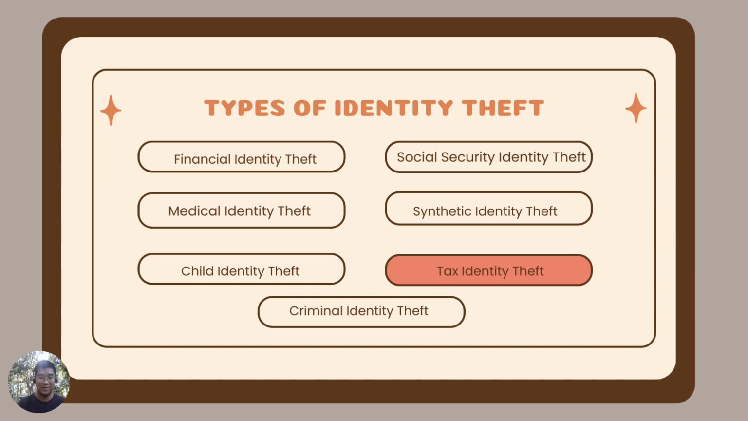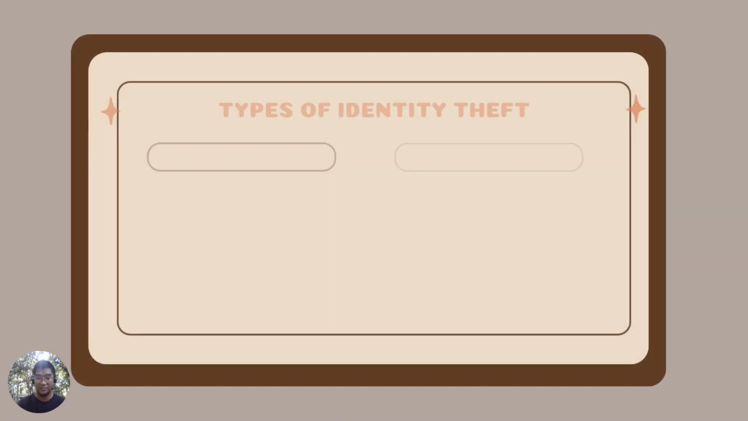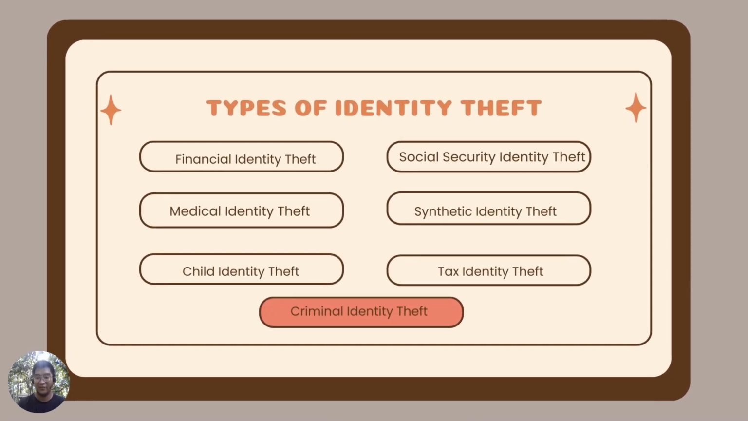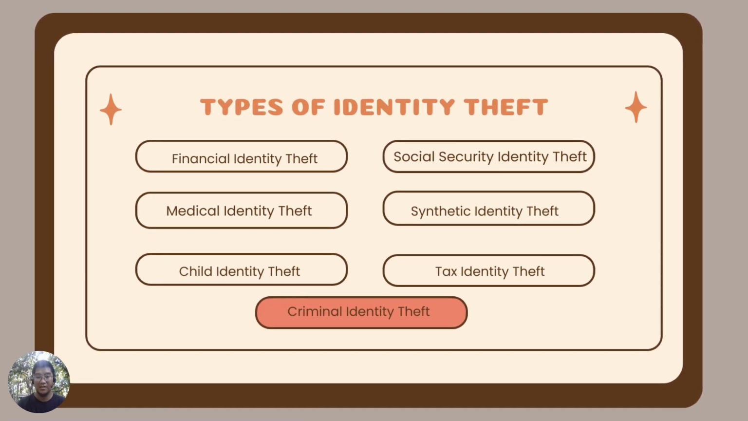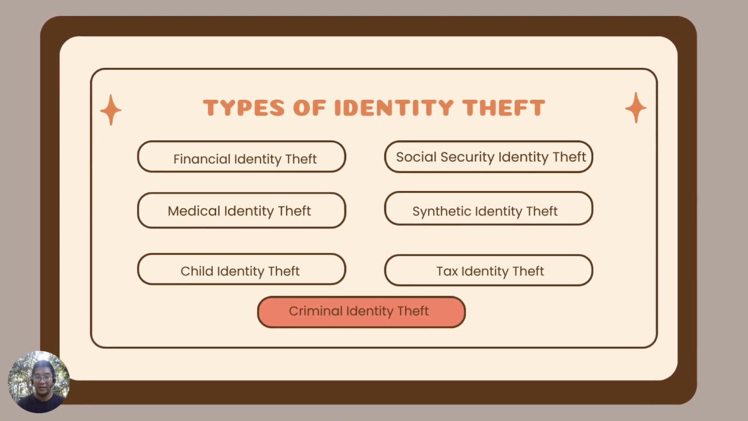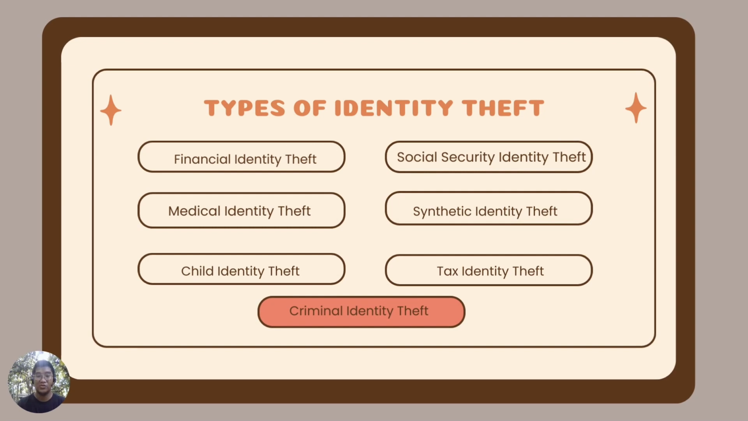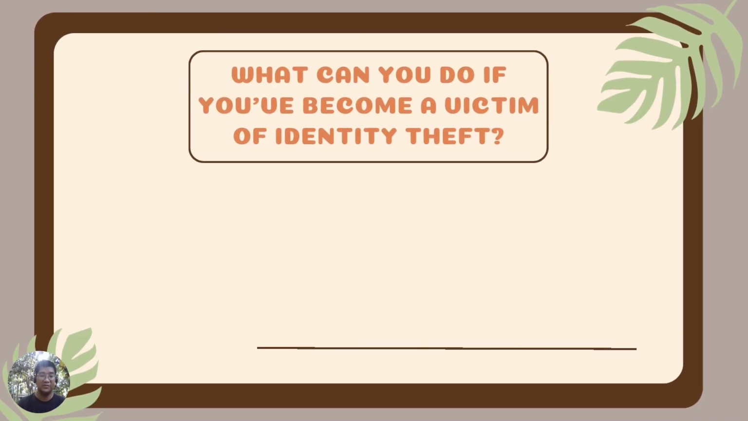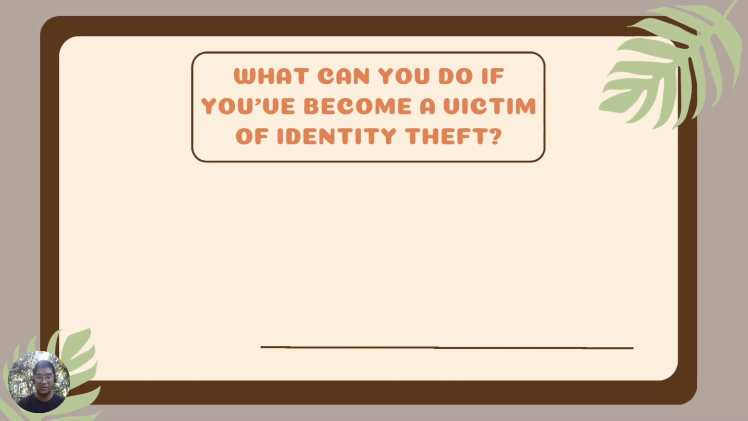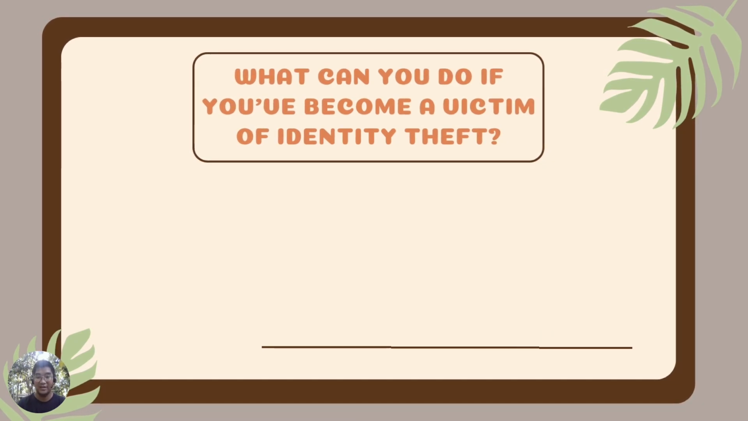Number seven, and the last one, is going to be criminal identity theft. Criminal identity theft is when a criminal poses as another person during an arrest to try to avoid a summons, prevent the discovery of a warrant issued in their real name, or avoid an arrest or conviction record, and to commit a fraud. What can you do if you become a victim of such identity theft?